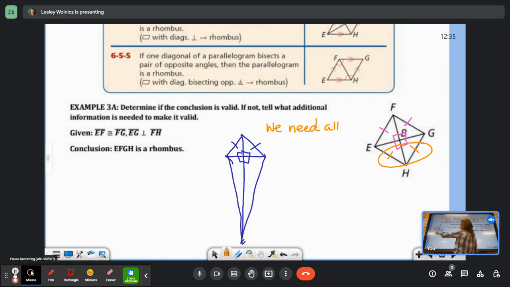Actually, we wouldn't even have to have this one marked. If we had opposite sides, that would be enough. But we can just say we need all four sides congruent. Yes. So this is not a valid conclusion.